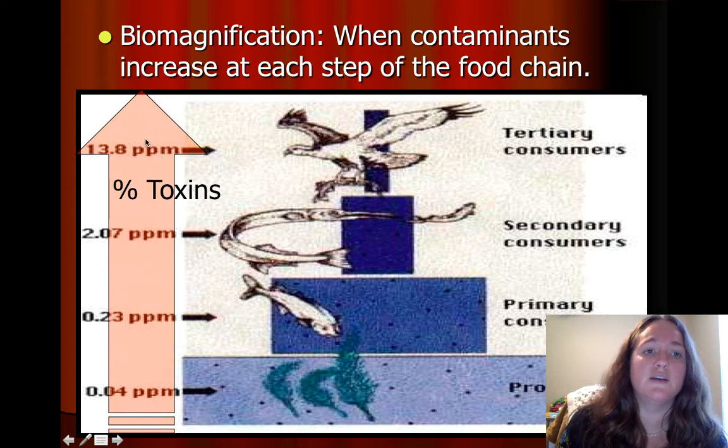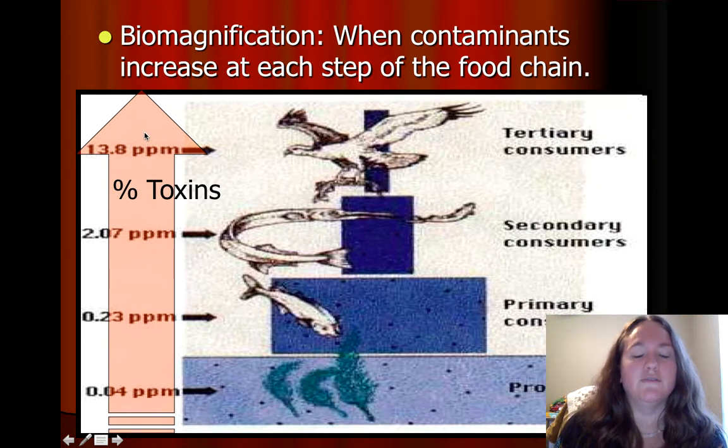So you'll notice as we get up in the food chain, we have less and less organisms, but those organisms have higher amounts of pollution inside of them.